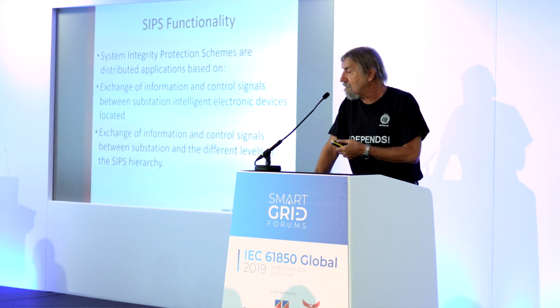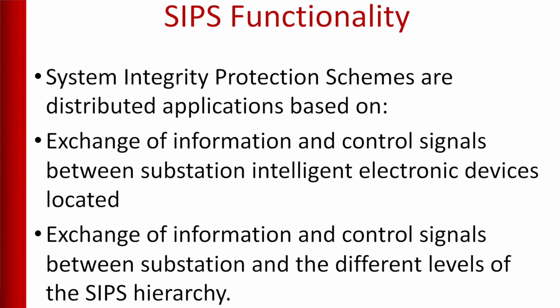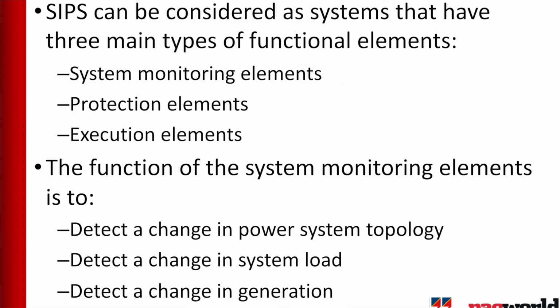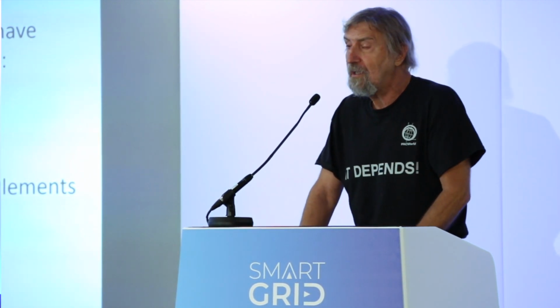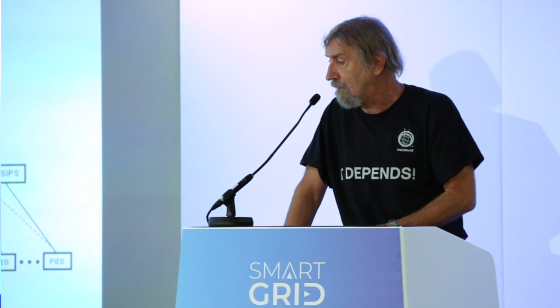So I have a bunch of slides on the SIPS functionality. It's an exchange of information in order to determine if it's a critical state of the grid. And then based on this, we have to make a decision of what kind of action we have to take to maintain the stability. There are different elements that are used to build this kind of a system. So we have mostly system monitoring elements, protection elements, and execution elements. And just to give you an example, the monitoring elements are used to detect a change in the power system, detect a change in the load, and detect the change in the generation, and then based on all these changes to make a decision of the criticality of the state of the grid and what kind of action needs to be taken to maintain it.